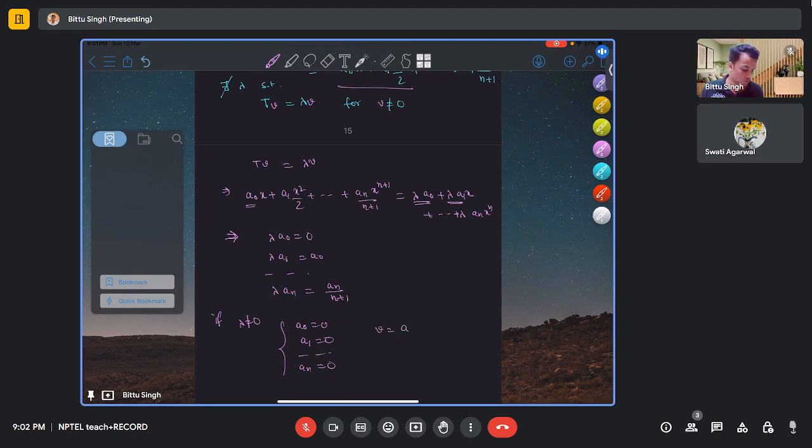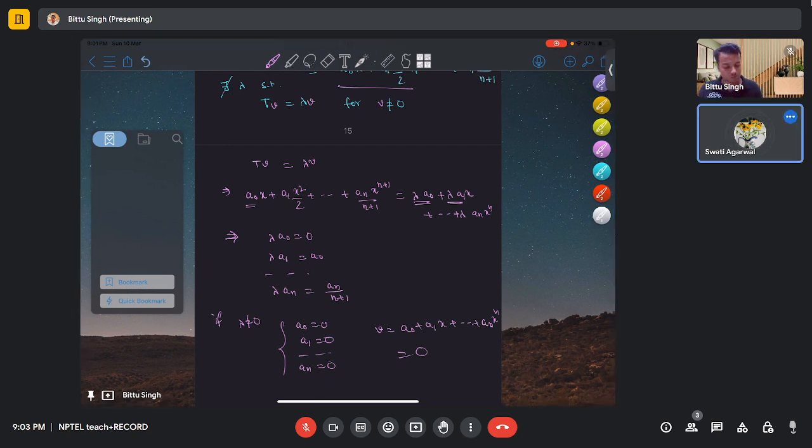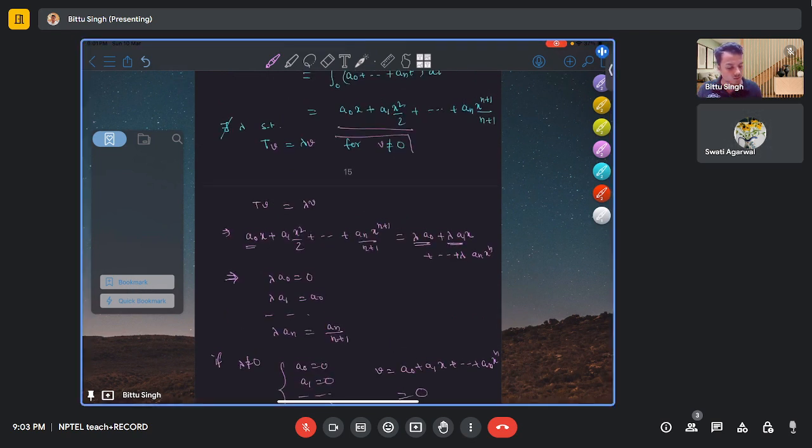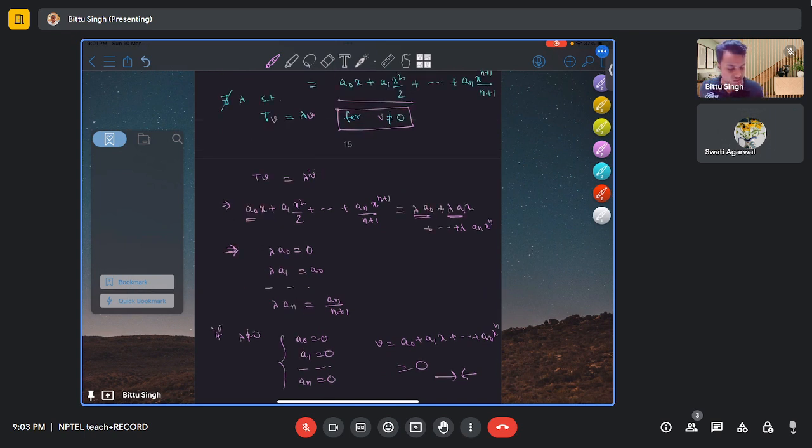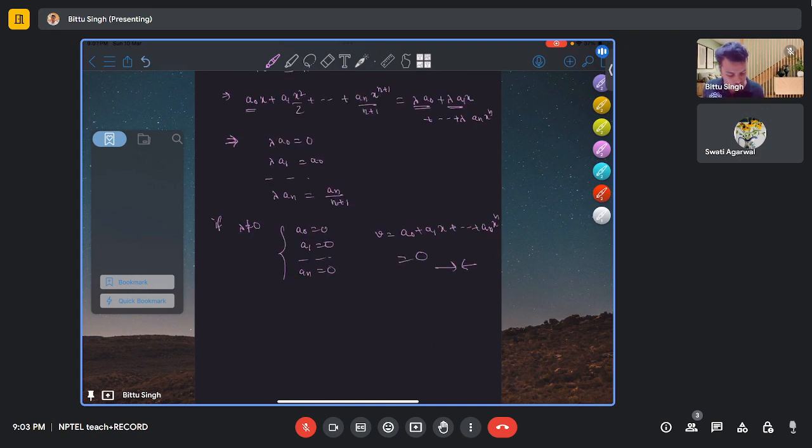This implies v, that vector a0 plus this thing, this polynomial is 0, right? But we have assumed a non-zero v here, so we are getting a contradiction. Similarly, if you assume Tv equals lambda times v and lambda to be 0, then again we will get a contradiction.